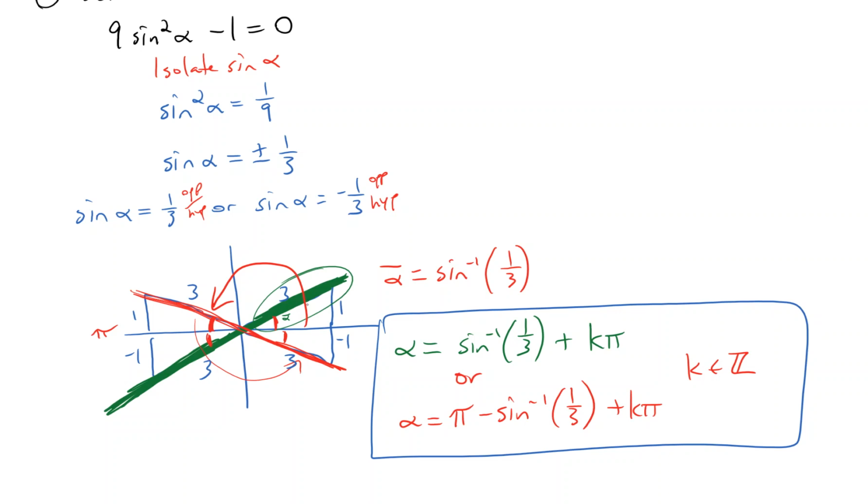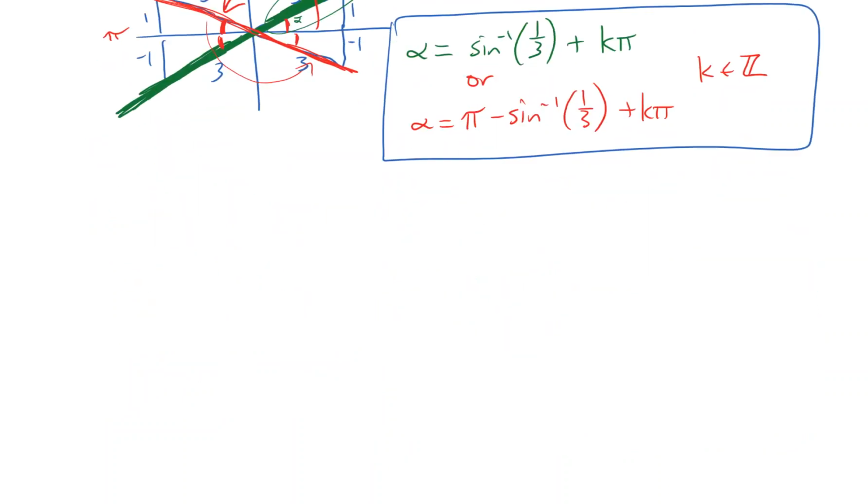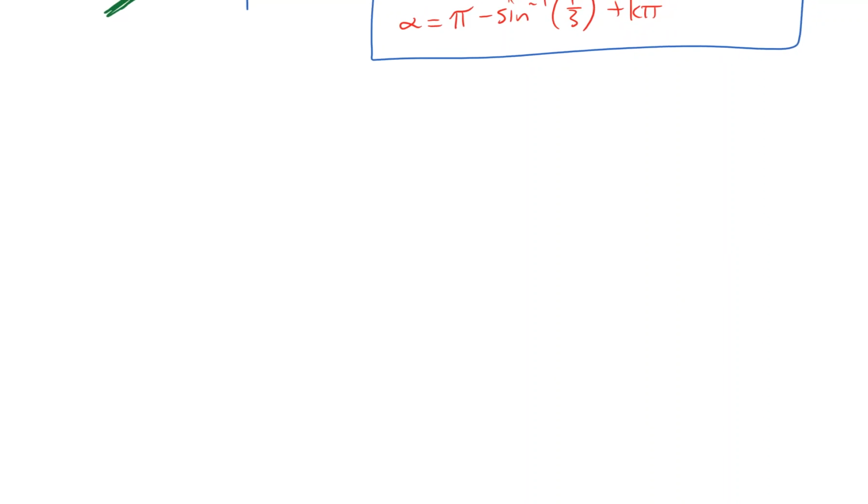There are 4 of them within one rotation of the coordinate plane, but there's an infinite number of them if you continue to rotate in the positive or negative direction. Okay? So that's our first example. And we did that using a square root. Okay? So let's do another example. Example 2 I want to solve.